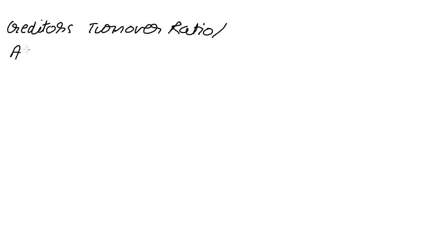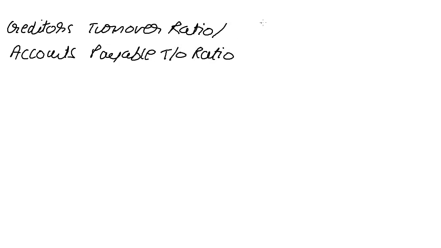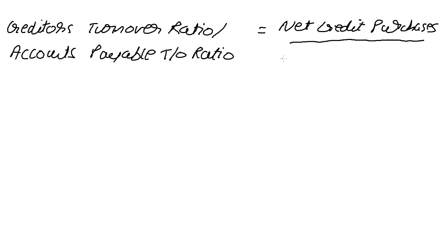Similarly we can have creditors turnover ratio, also called accounts payable turnover ratio, and keep in mind they are not caused by sales. They are caused by purchases. So it's going to be net credit purchases upon average accounts payable.